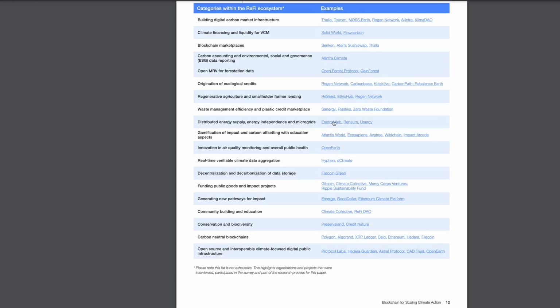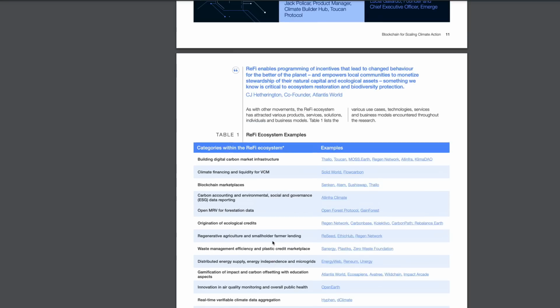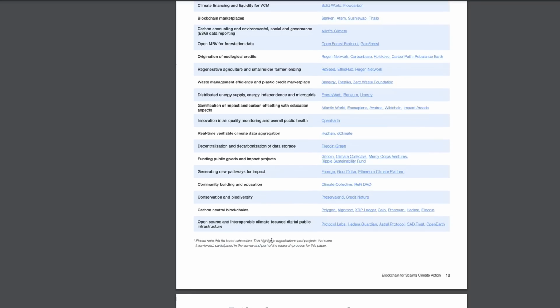and the companies that are associated with a lot of these types of projects. Well, guys, if you go down here, carbon neutral blockchains, take a look at some of the carbon neutral blockchains that the World Economic Forum has outlined. Polygon, Algorand, the XRP ledger, Celo, Ethereum, Hedera, and Filecoin. So, along the lines of those WEF cryptocurrencies and blockchains from that old June 2021 report, it's looking as though these guys are still focusing on some of those blockchains, including Algorand, XRP, Celo. They were on the original list. And then they've even included Hedera, Filecoin, Polygon.